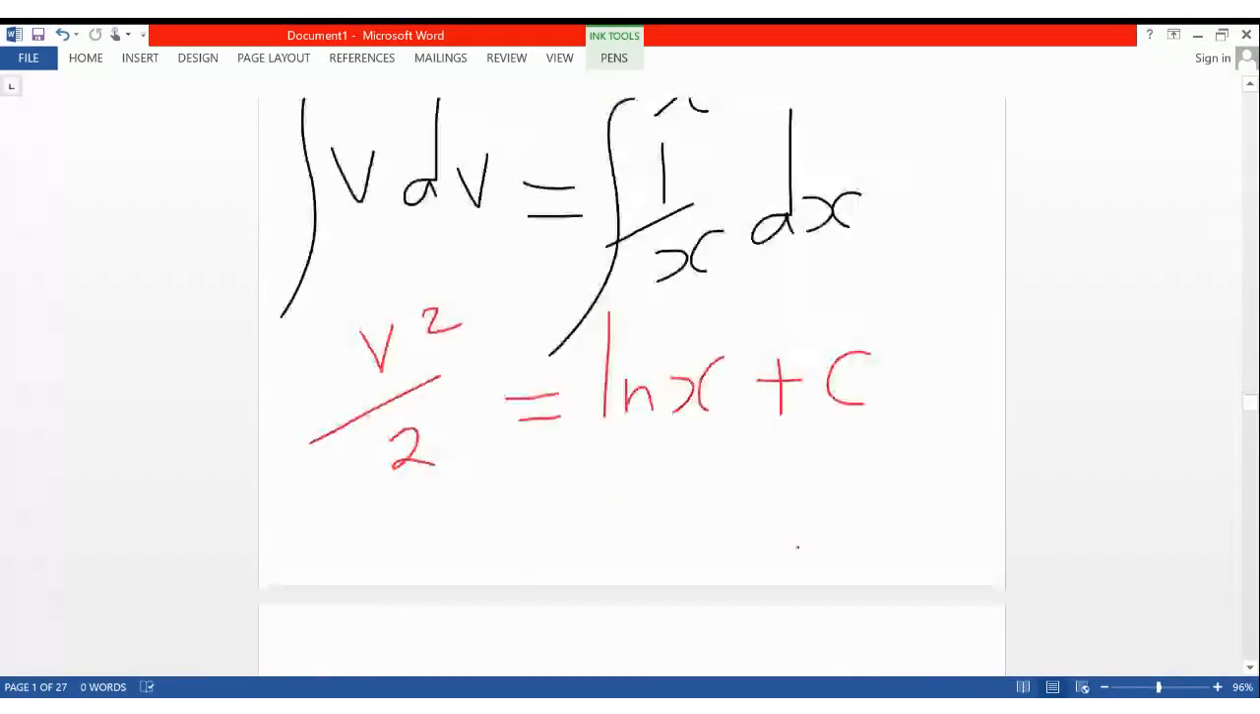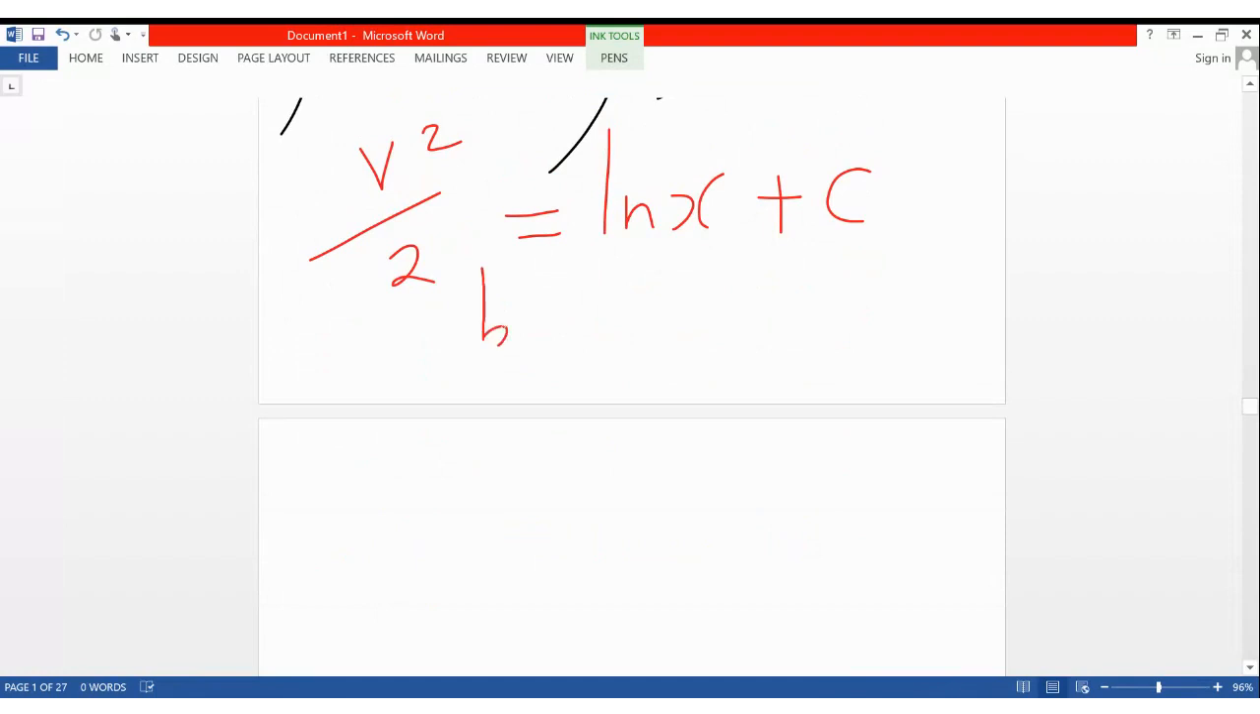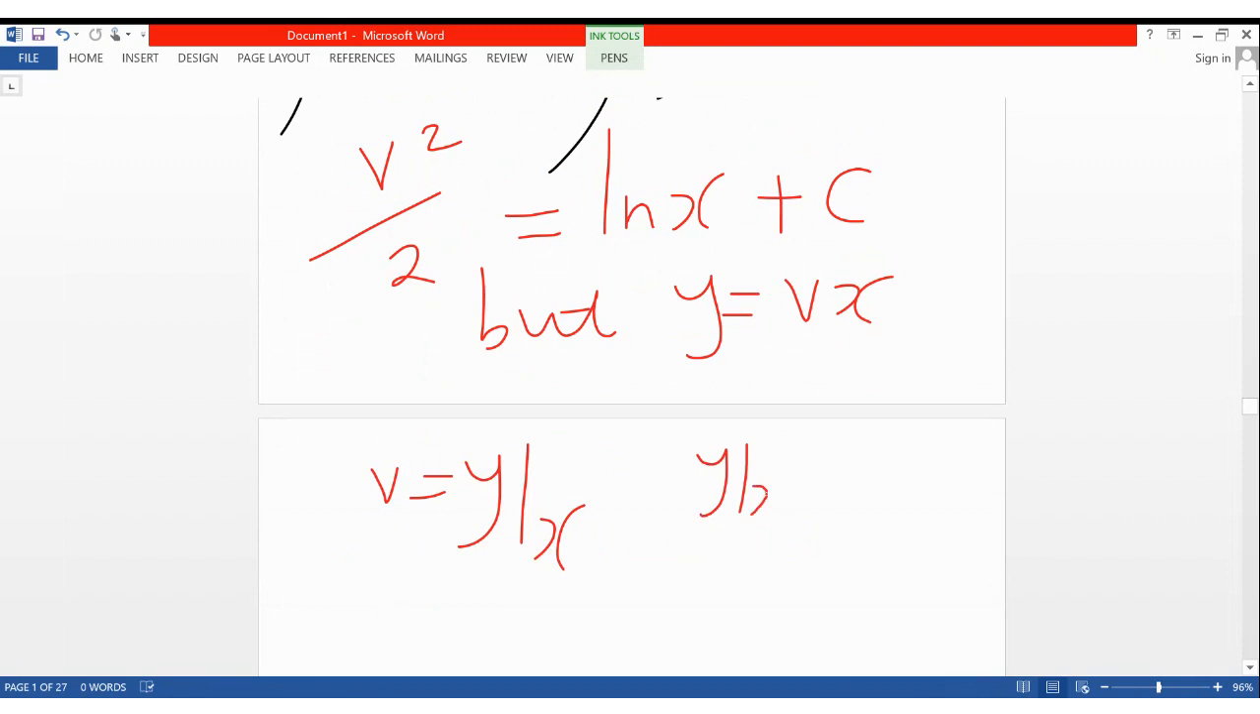But you go back to the substitution. We have said y is equal to vx, so it means that v is equal to y over x. So our final answer will be y over x squared all over 2 is equal to ln x plus c. So you must replace back the v.